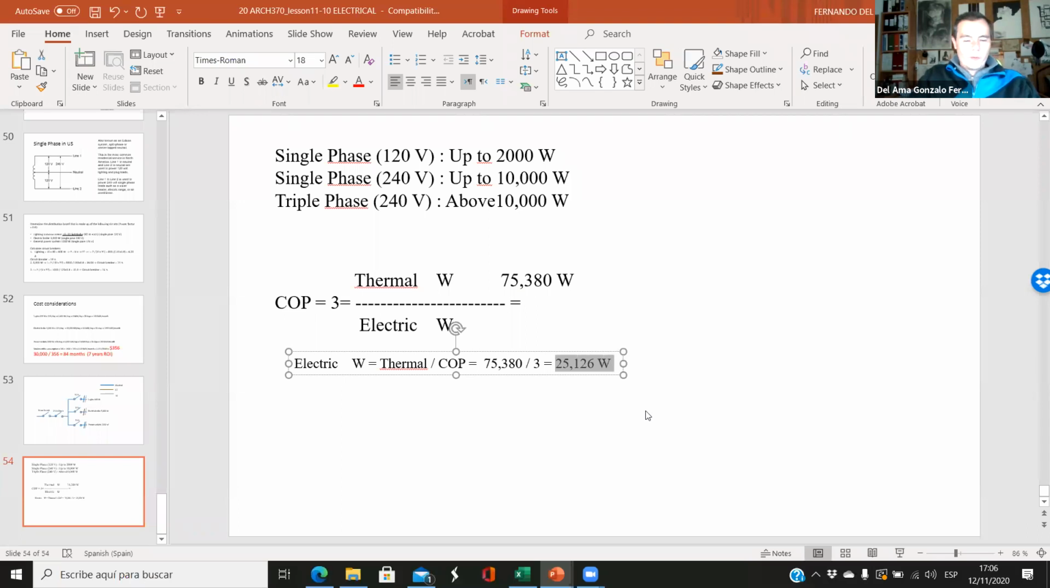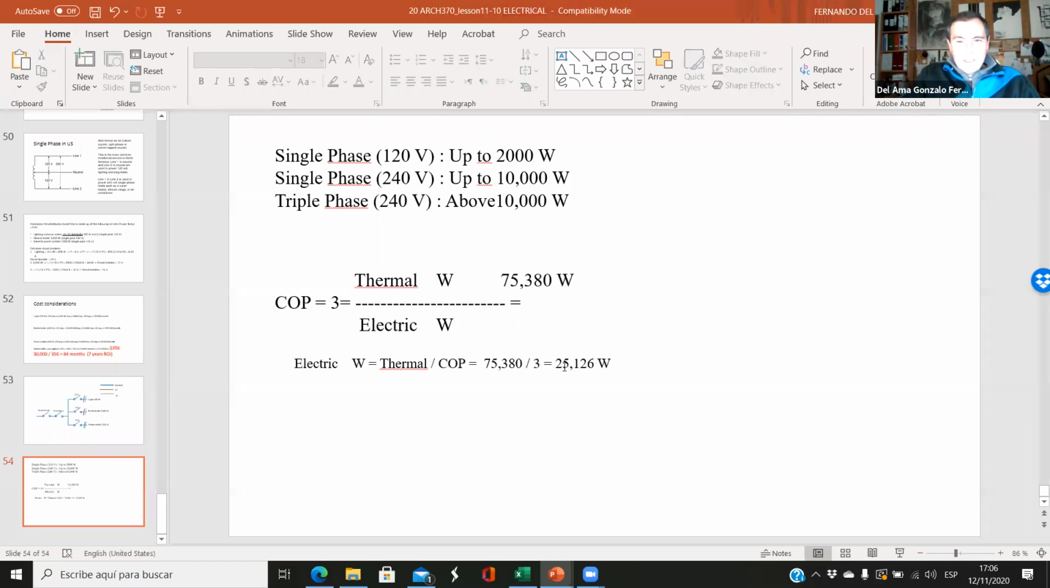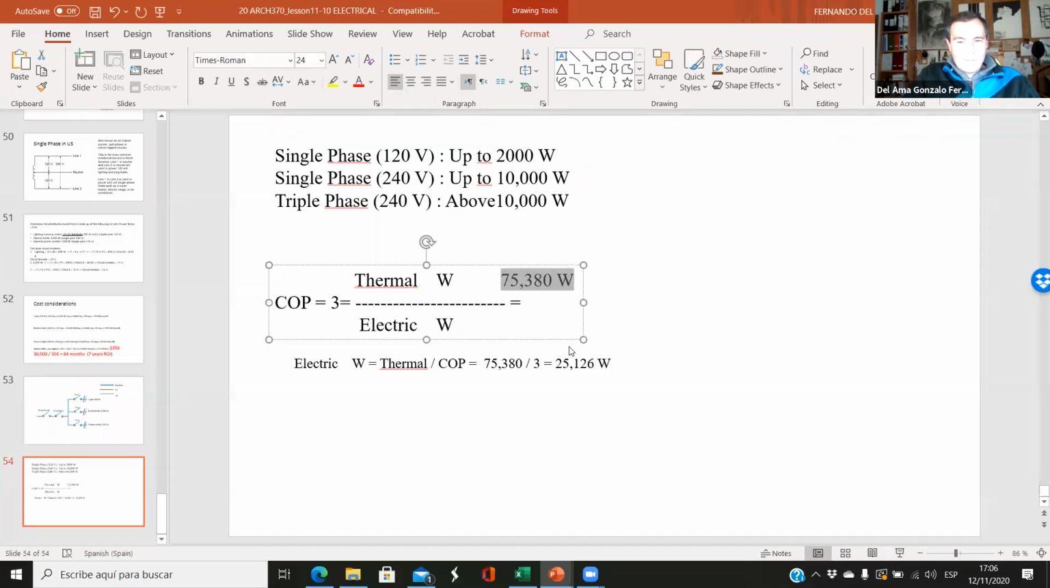If the power of our heating and cooling system is not the BTU, it's not 75 watts, we have to divide by the COP. So this is the actual electricity that we need. If this heat pump is good, we need this electricity to provide this thermal power.